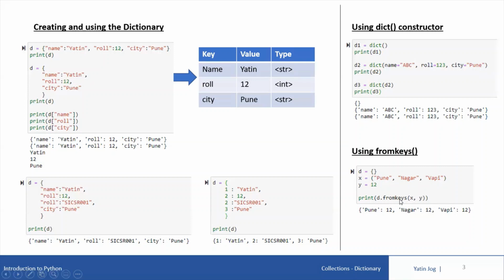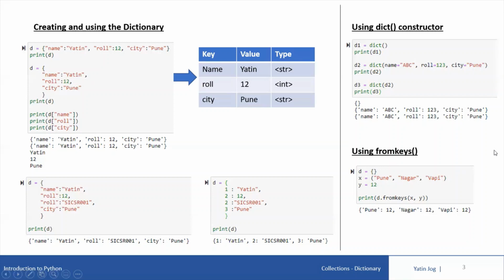What D dot fromkeys will do is create a dictionary using all the elements of x with a mapping to the value of y. So you can see, look at the output. Pune has been used as a key mapped with value 12. Nagar has been used as a key mapped with value 12. Vapi has been used as a key mapped with 12. So it's a very specific method used in very rare cases where the requirement is that you have to map multiple keys to the same value, just to initiate some program. In that case only you can use the fromkeys method.